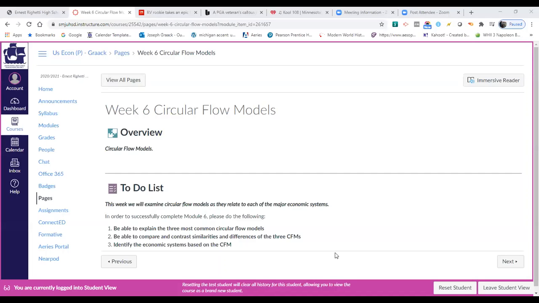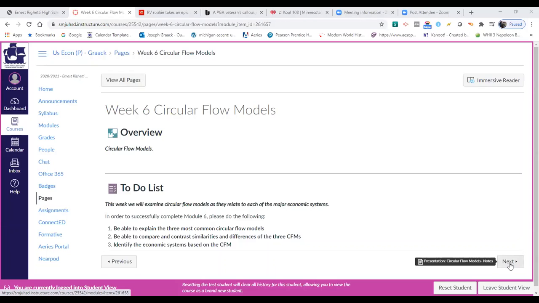So this week, picking up where we left off with the 3 economic systems, we're going to take a graphic approach. We're going to look at economic systems in a graphic sense. So I'm going to show you 3 what are called circular flow models, which is basically just a graphic representation of an economic system. You need to be able to explain these circular flow models. So I'll talk to you about the exchanges that take place, the different markets that are in each of those. You want to be able to compare and contrast the similarities and differences of those circular flow models, and then be able to identify the economic system based on the picture of the circular flow model. If you're able to do all those things, you're going to be set.